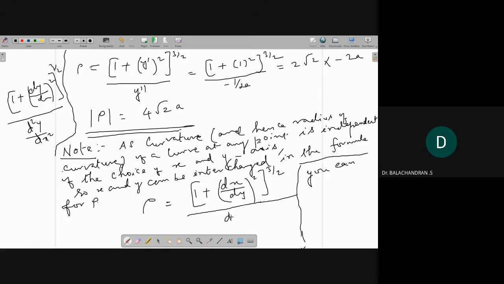Okay. So you can use this formula if dy by dx is infinite at a point.